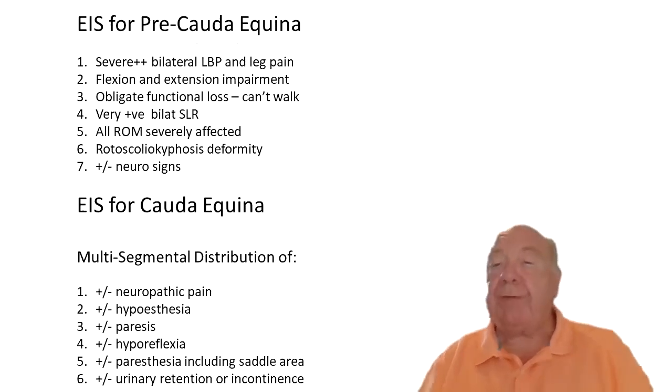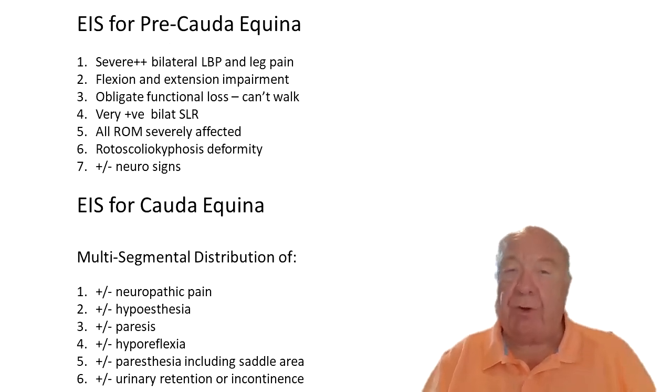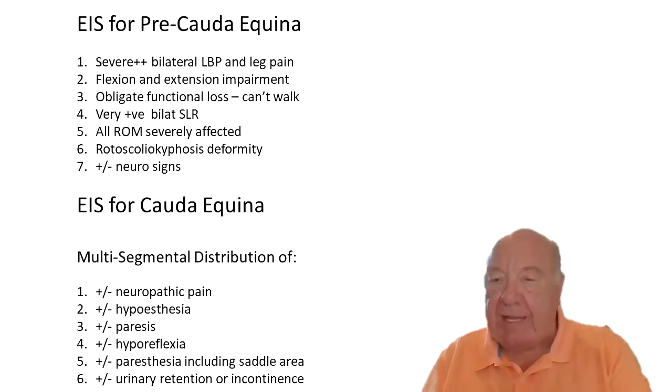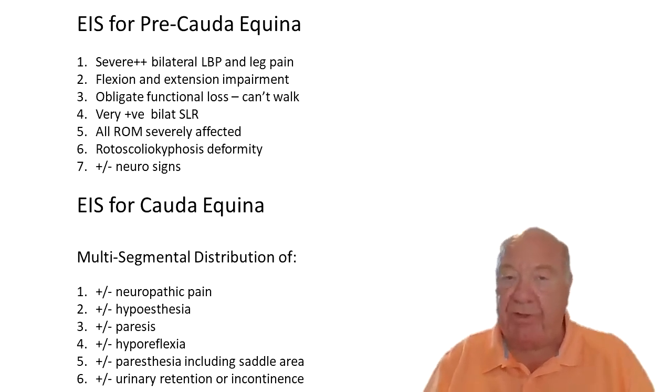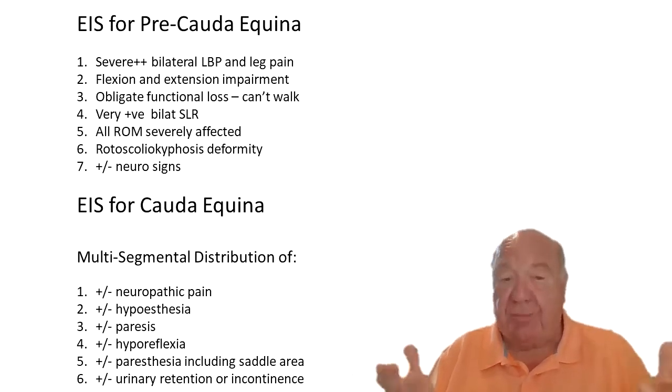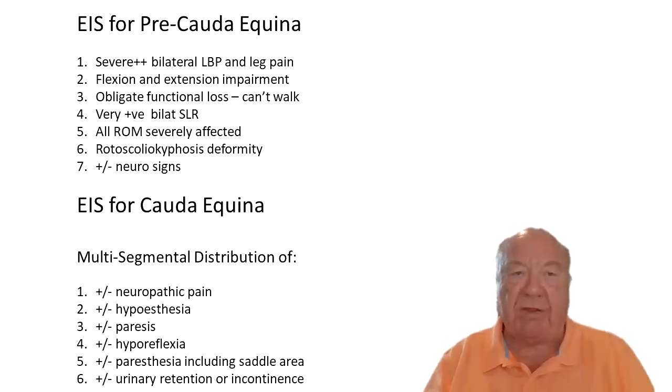Now, if we look at an EIS for cauda equina and pre-cauda equina, as we said, the disc herniation, if it goes median or paramedian, it can compress the dural sac if it's not too massive. If it goes further than that, it can then start compressing the nerve roots, and you can have cauda equina syndrome. So pre-cauda equina syndrome, we're looking at this being a disc herniation, but now the signs and symptoms are bilateral, and everything you would expect to see there.